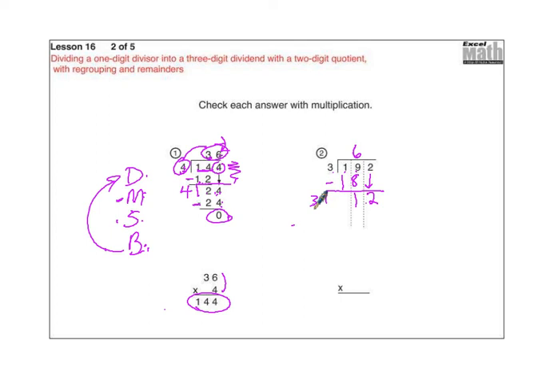That goes in evenly. I'm starting back in at the beginning step here, the D, divide. And 4 times 3, multiply, is equal to 12. 12 minus 12 is equal to 0. So I have no remainder.